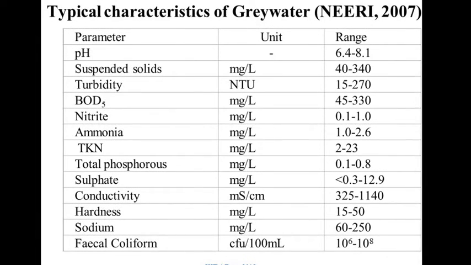So this is the typical characteristics of grey water. The pH of grey water varies from 6.4 to 8.1. Suspended solids vary from 40 to 340 mg per liter. Turbidity varies from 15 to 270. BOD 5-day varies from 45 to 330 mg per liter. Then nitrite, ammonia, sulfate, conductivity, hardness varies from 15 to 50 mg per liter, sodium, and fecal coliform. These are the typical characteristics of grey water.